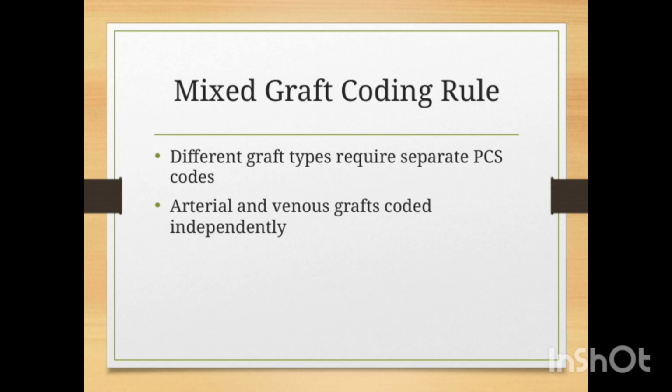For example, arterial grafts and venous grafts are coded independently of each other. This means you can't use a single code for both. Instead, each has its own specific code.